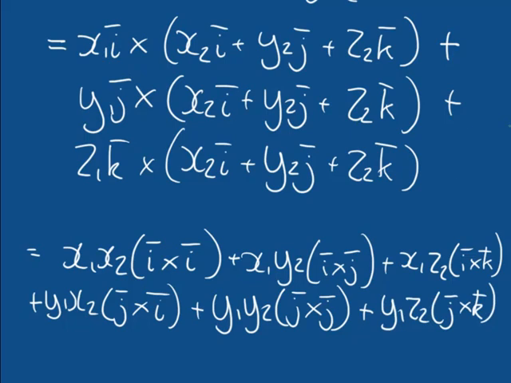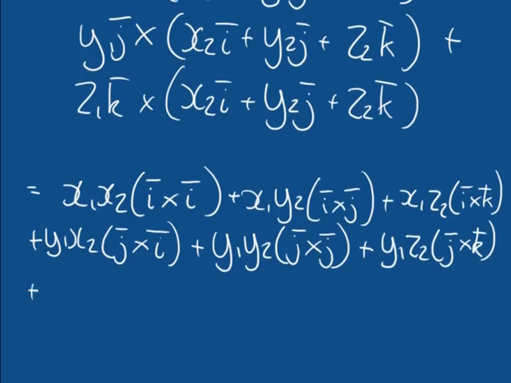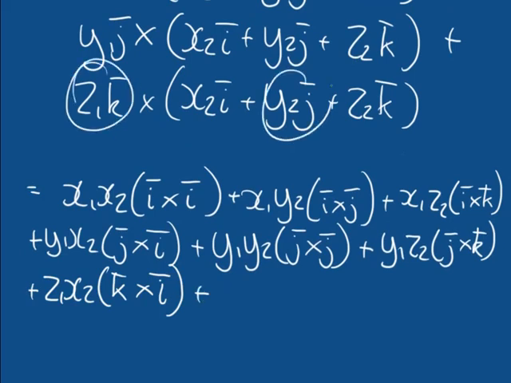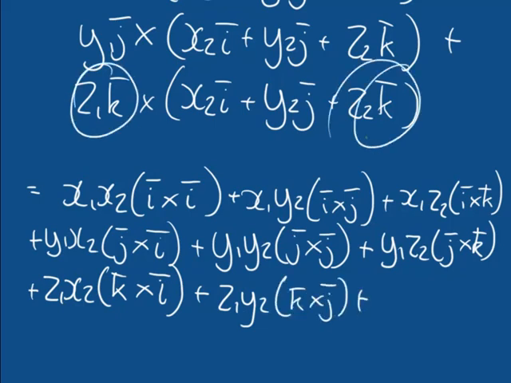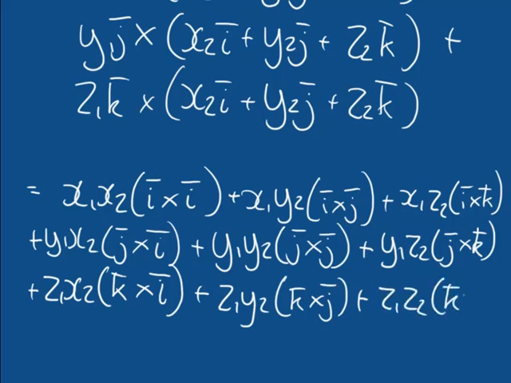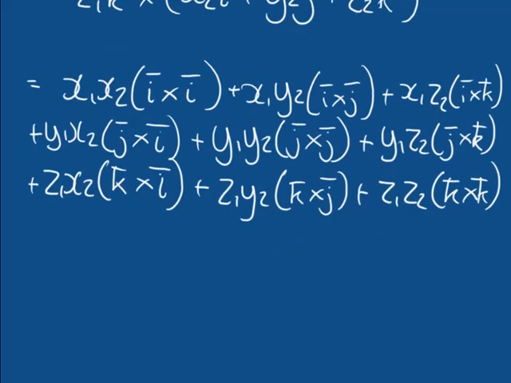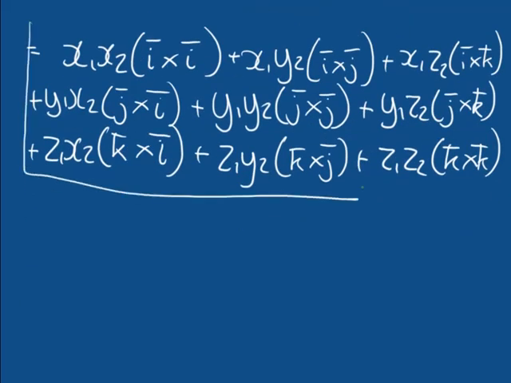Fantastic. And then moving on, we're going to add to that z1k crossed with x2i. So that's going to give me z1, x2, k crossed with i, plus z1k crossed with y2j. That's z1, y2, k crossed with j, plus z1k crossed with z2k. That's z1, z2, k crossed with k. So the equation we've got so far is this equation right here.